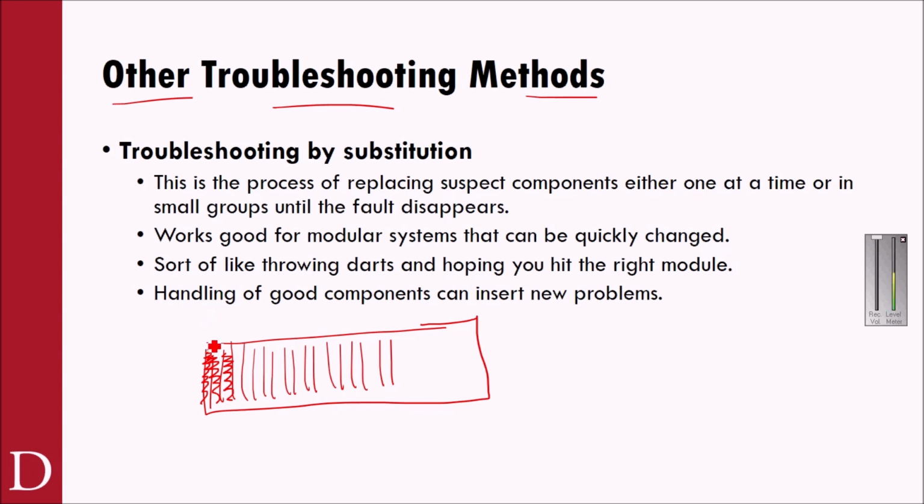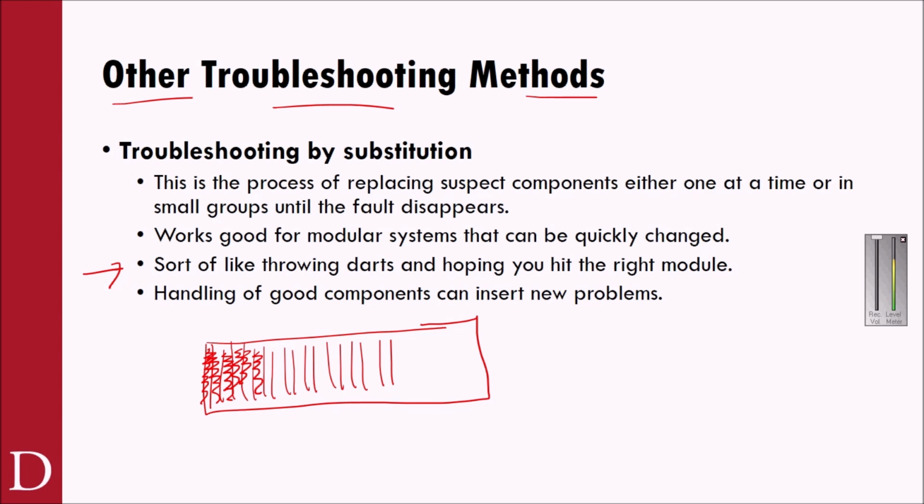Failure goes away, then I know one of those fixed the problem. If the failure doesn't go away, I'm going to put those modules back in and then replace this one, and this one. If the fault goes away, great. If the fault doesn't go away, I'll put those back in. I'll continue down the line. I don't like this as a troubleshooting method. It's sort of like throwing darts and hope that you hit the right module.